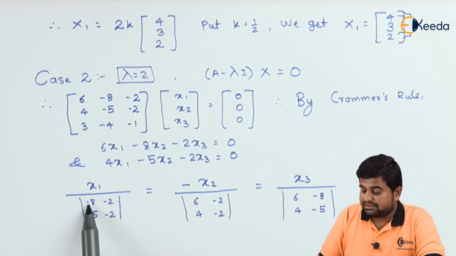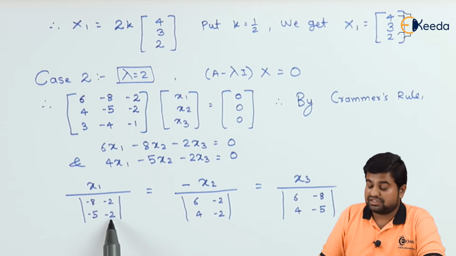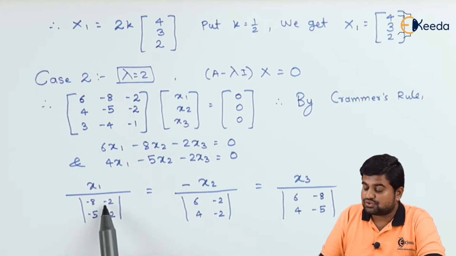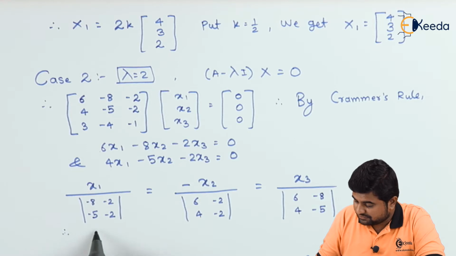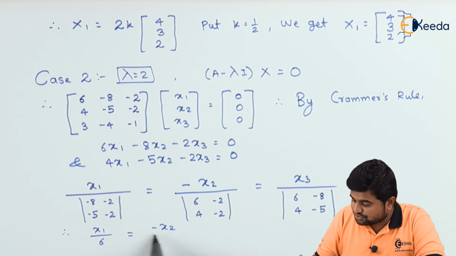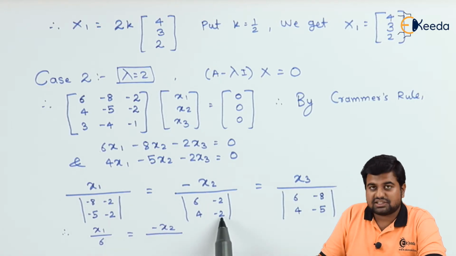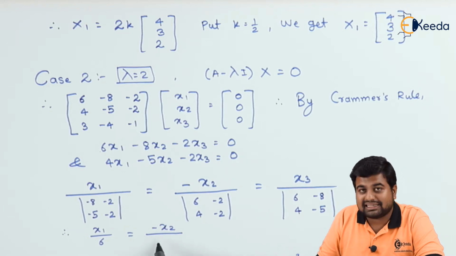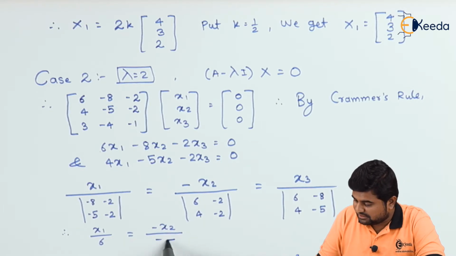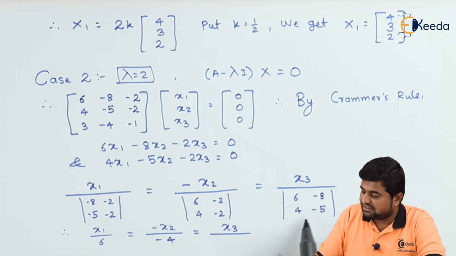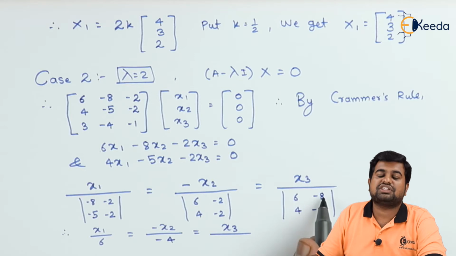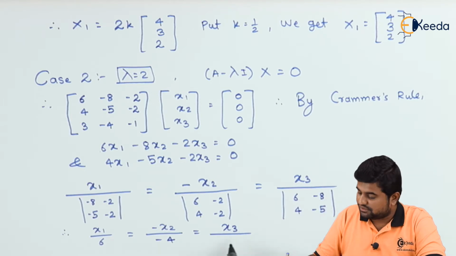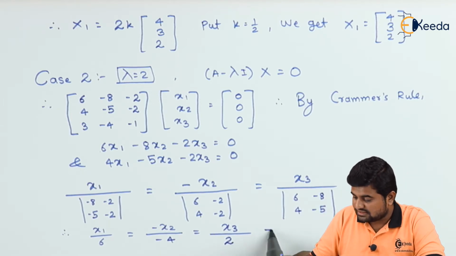So, x1 divided by minus 8 into minus 2, which is 16, 16 minus 10, which is going to be 6. Therefore, x1 divided by 6 is nothing but minus x2 divided by 6 into 2 is 12, 12 minus minus 8, which is plus 8, which is going to be minus 12 plus 8, which is going to be minus 4, is equal to x3 divided by 6 into minus 5 is minus 30, minus 30 minus minus 32, which is plus 32, and 32 minus 30 is 2, is equal to k.